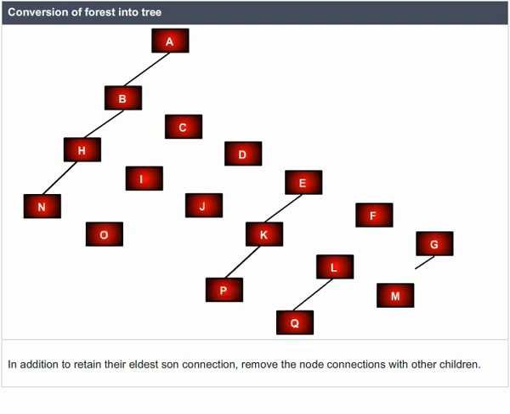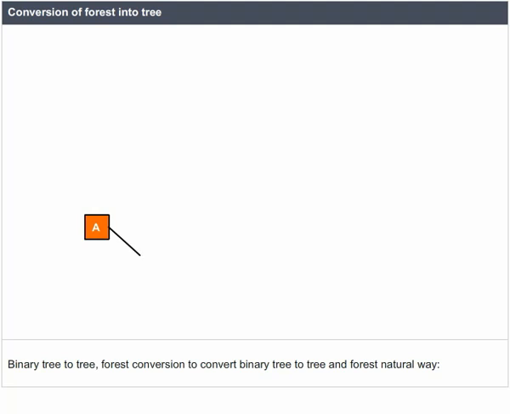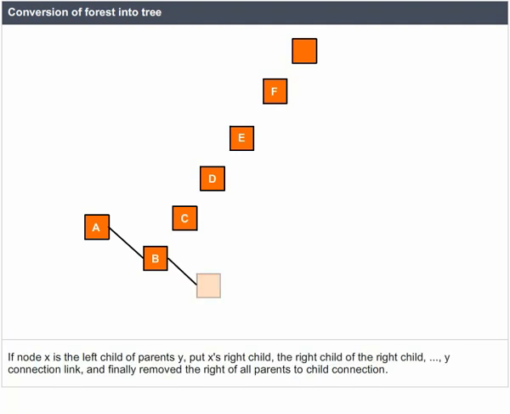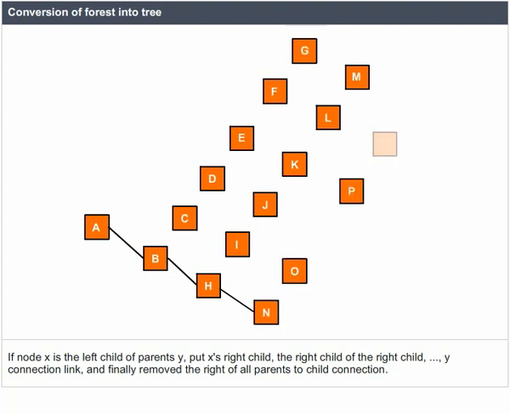Binary tree to tree, forest conversion. To convert a binary tree and forest the natural way: if node X is the left child of parent Y, put X's right child, the right child of the right child, and so on, as children of Y with connection links, and finally remove the right child connections of all parents.